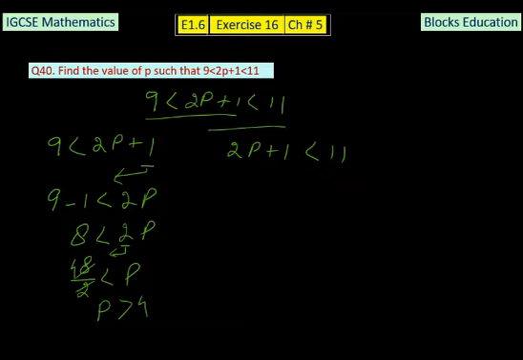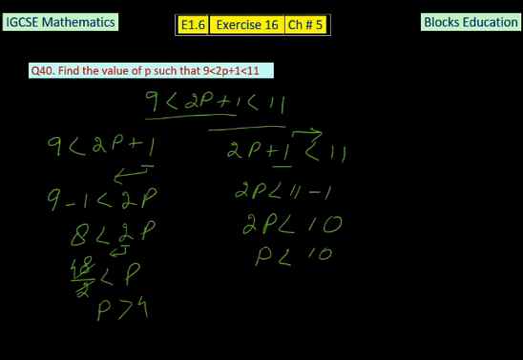Now in this case, we have to move this plus 1 onto the right side, so it will be 2p less than 11 minus 1, so it means it will be 2p less than 10, and 2 is multiplied here, by taking it on the right side, it will be divided, so it will be p less than 10 divided by 2, and it will be p less than 5. Now see, we have two inequalities, p less than 5 and p greater than 4.